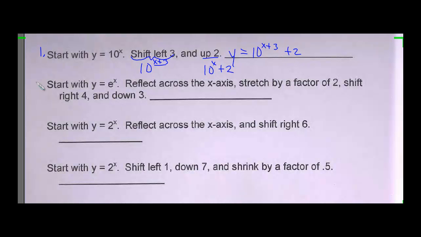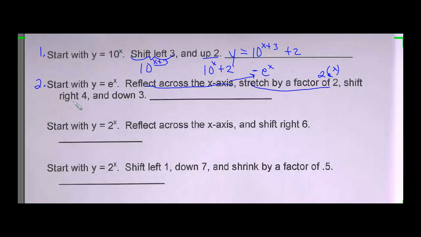For the next equation, we're going to start with y equals e to the x. Reflect across the x-axis. That's going to be negative e to the x. Stretch by a factor of 2. So that's going to be 2 times e to the x, because stretching means we're multiplying e to the x by something in front.